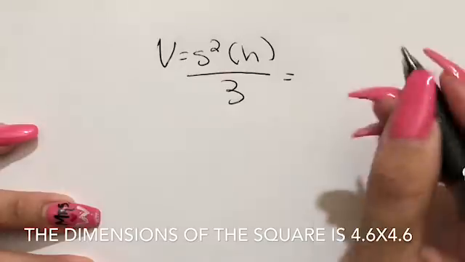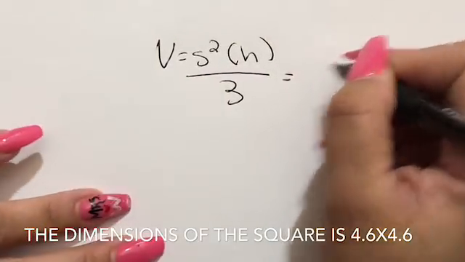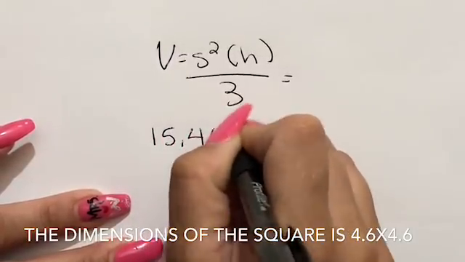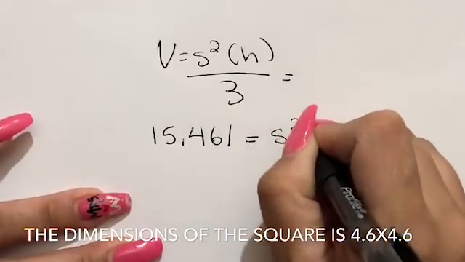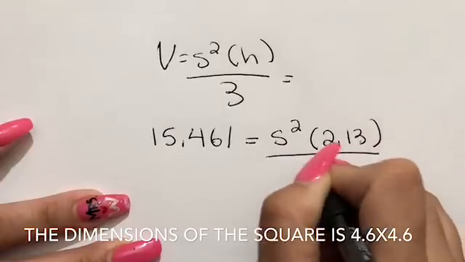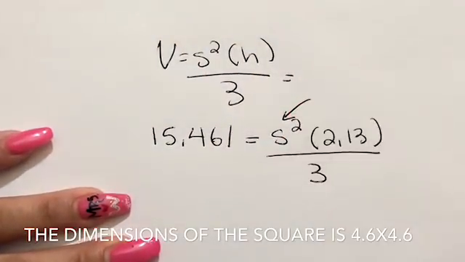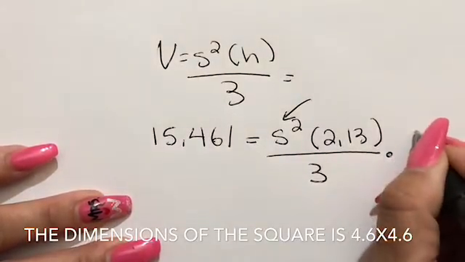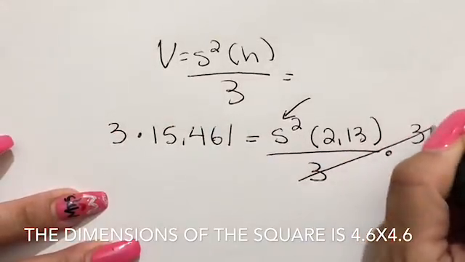So here I'm going to plug in everything that I know. I know the volume is 15.461. I'm going to set it equal to S squared times the height divided by 3. Now again, my job is to try and get S by itself. So the first thing I'm going to do is multiply by 3 on both sides, because whatever you do on one side, you have to do to the other.